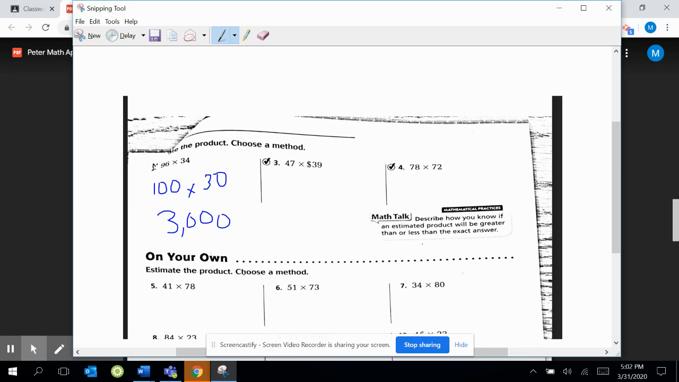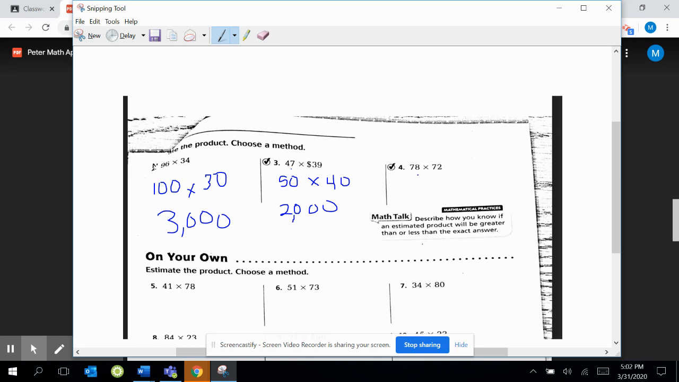And I'm going to go ahead and just round these. So 47, raise the score, so it would become 50, times 39 is almost 40, and so 5 times 4 is 20, and how many zeros? So our answer would be 2,000.